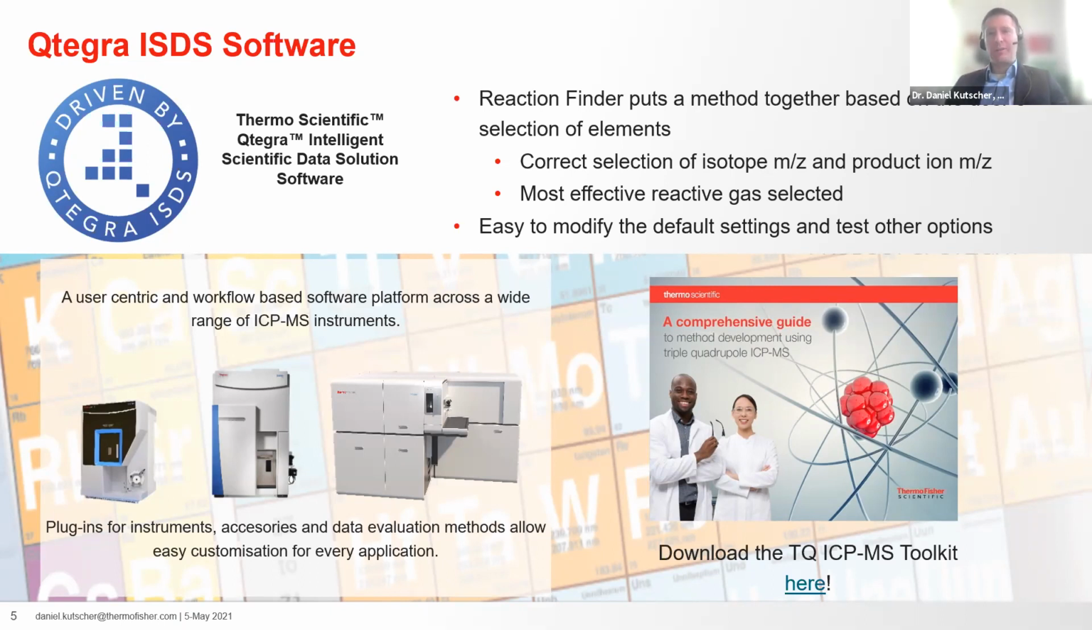If you have experience with ICP-MS and you want to test out different solutions, different approaches, then of course, Reaction Finder also gives you the opportunity to modify these default settings and test all the options that you can imagine. If you want to learn a little bit more about how a triple quad ICP-MS system works and what the different options are for a variety of elements, there is a TQ ICP-MS toolkit available that contains the method development guide that you can see here on the screen.